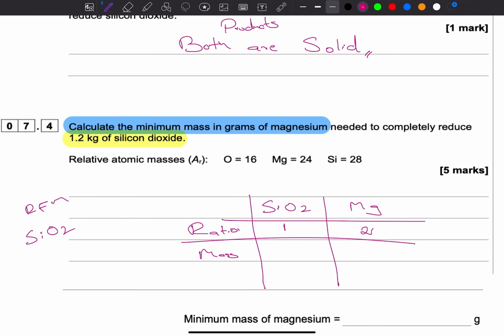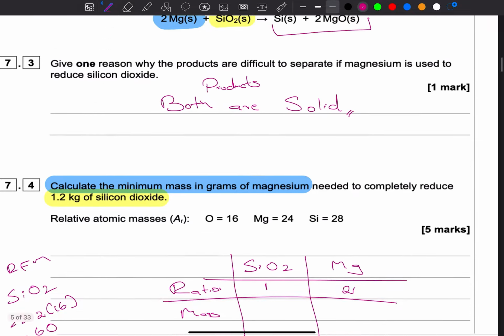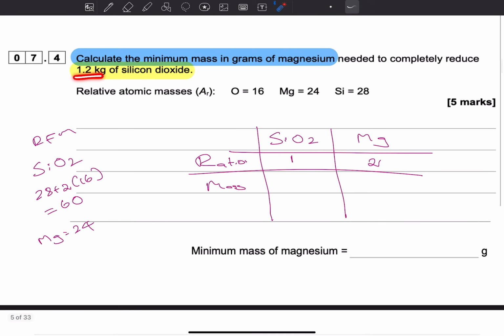Right, relative formula mass of SiO2. Si is 28 plus O2, so 2 times 16, that makes it 60. Mg works out to be 24 anyways, you can see. So SiO2, how much is it? Now, am I allowed to put 1.2 kg? Well, it depends. If you put 1.2 kg, you will get kg, but they want it in grams, so I better put it as 1200 grams. 1200 grams divided by relative formula mass of SiO2, which is 60.